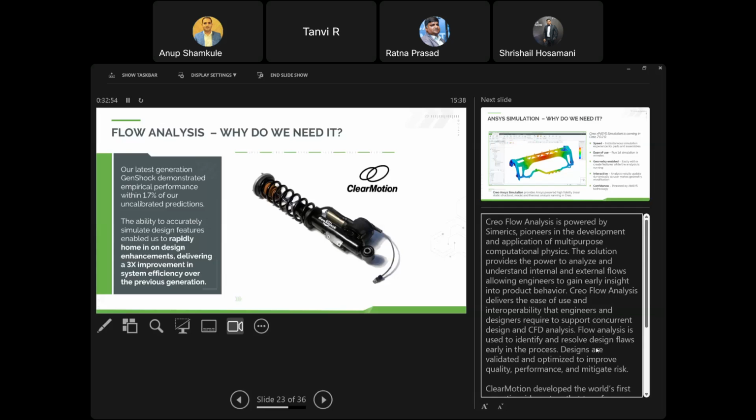Okay, so this Creo Flow Analysis, what it does is provide CFD analysis capabilities when you want to identify and resolve design flaws early in the process. These designs are validated and optimized to improve quality and performance and mitigate risk. Different options are available depending on whether you have only one medium, air as a medium, or air and another gas, or liquids.